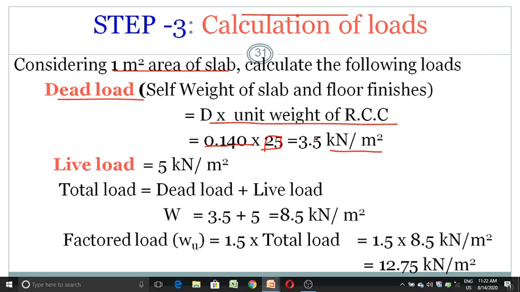For a meter square area we are getting 3.5 kilonewton of dead load, and live load given is 5 kilonewton per meter square. If we add together we get the total load, that is 3.5 is the dead load and 5 is the live load. Altogether we will get 8.5 kilonewton per meter square, and this total load must be multiplied with the partial factor of safety, that is 1.5 into 8.5 we get 12.75 kilonewton per meter square. So this is how we calculate our factored load.